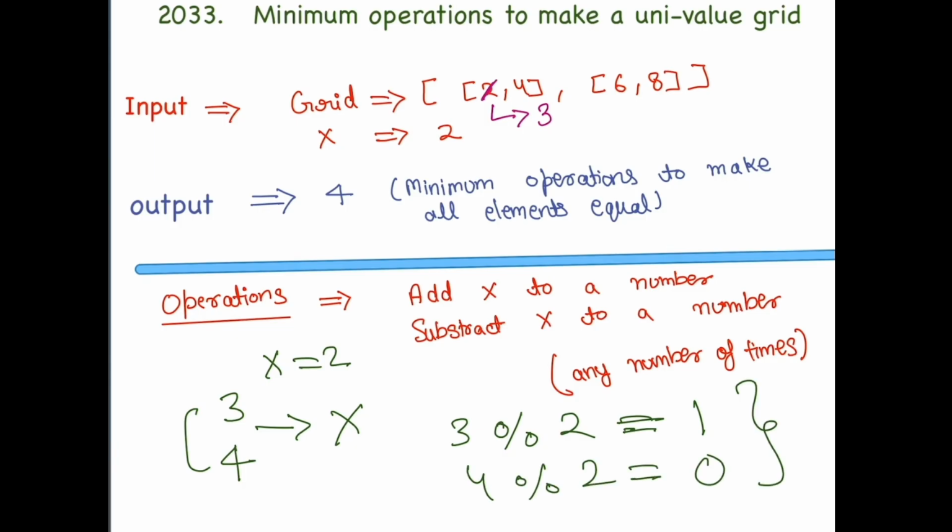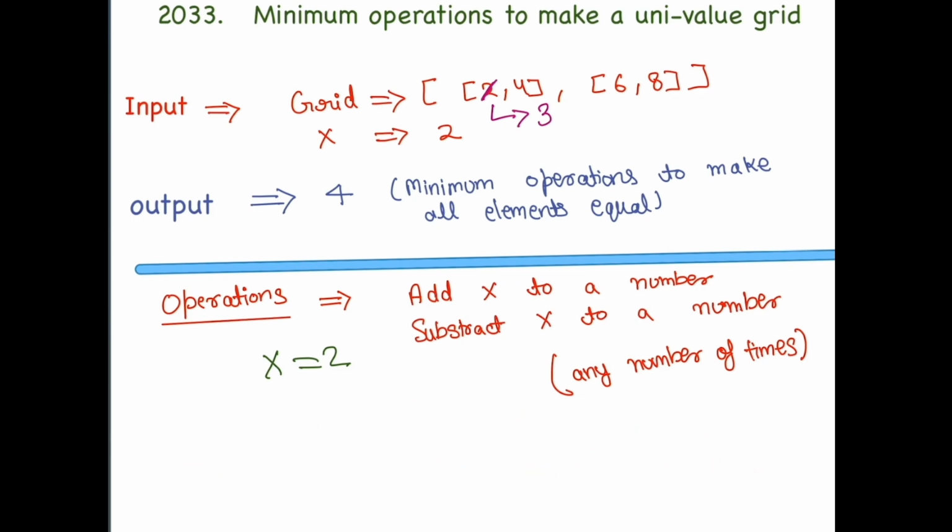If the mods are not same, you cannot make them equal, and the reason is, this factor, the remainder factor, will always be there if you are adding or removing something. And since the remainders are not same, you cannot remove this difference. Let us take another example to understand this.